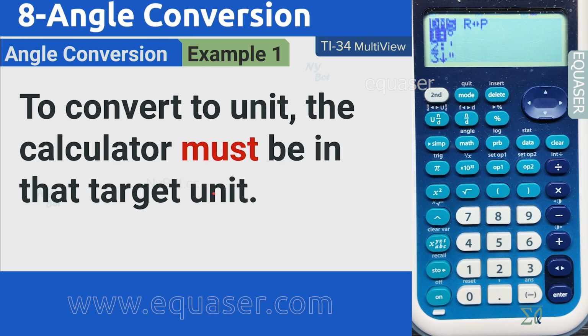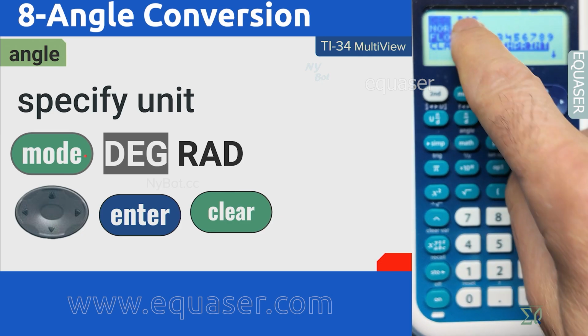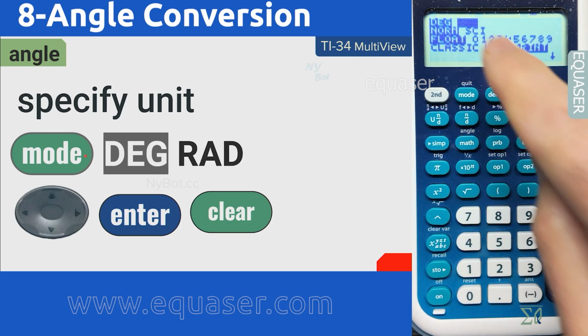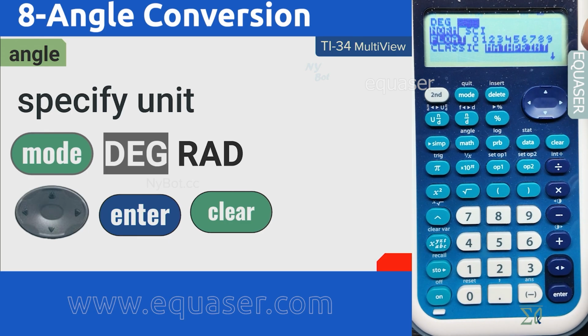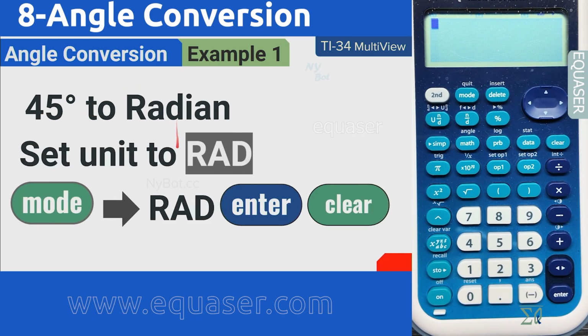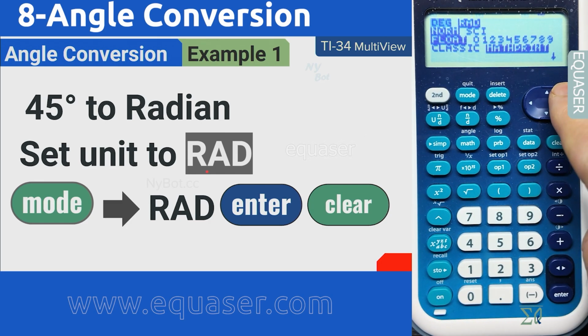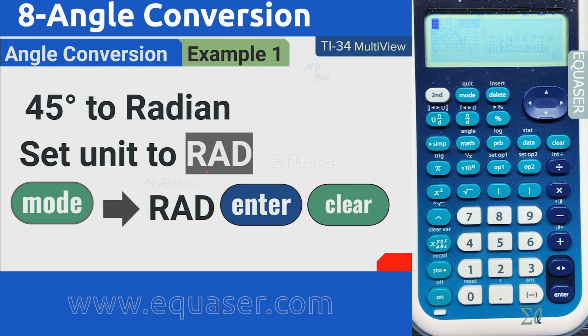This is example number 1. We can specify the unit by pressing mode. And here it's in radian. I can go to the right, press enter, and it is selected. Press clear to exit. Let's convert 45 degrees to radian. First, we have to be in radian, which we already did. If not, go to the right and enter, then exit.